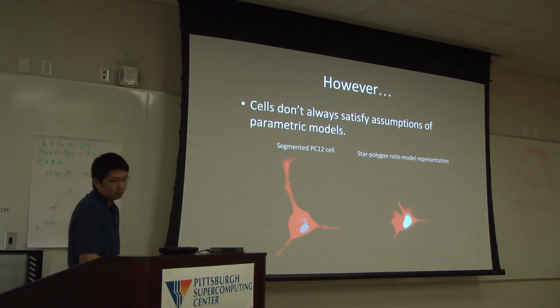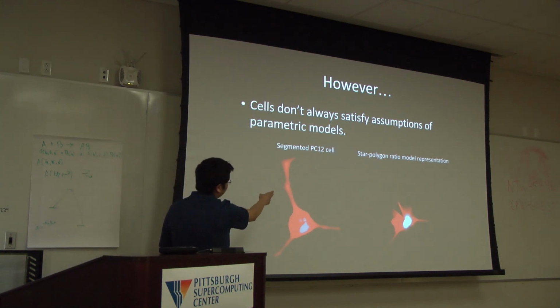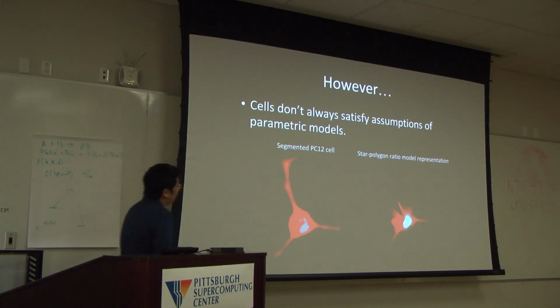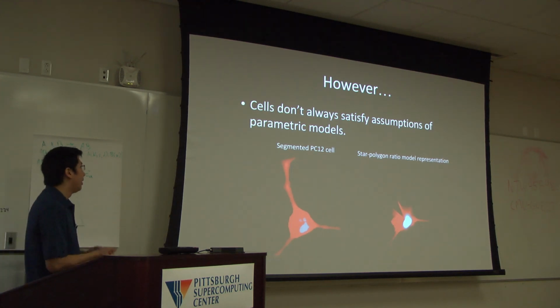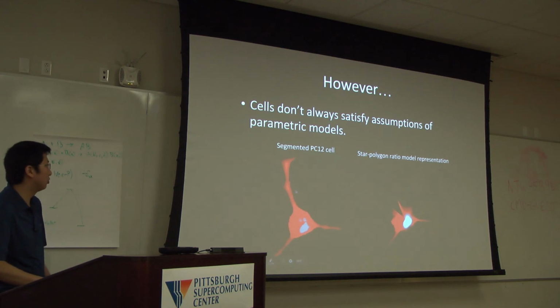This model is also very simple, but unfortunately, sometimes the cell will not satisfy the assumption of this model, because if we want to model this cell, the PC12, it has very long neurites. If we try to extract the ratio, and suppose this is the centroid, and we draw a line from here to here, then we may get multiple intersection points with the cell boundary. But this model only assumes a single intersection point, so we have to choose one. Maybe if we choose this one, then we lose the information of this neurite.